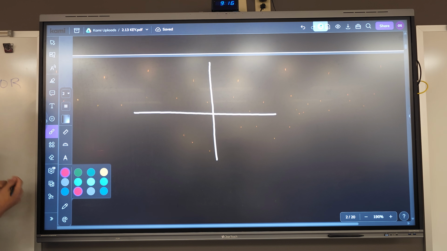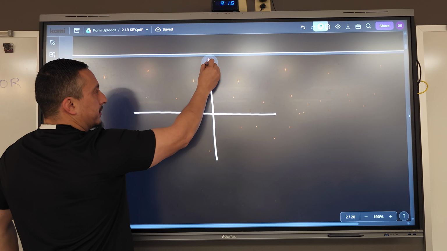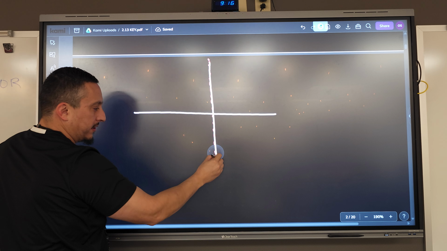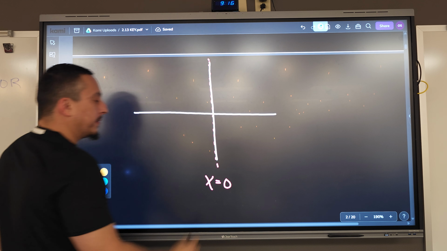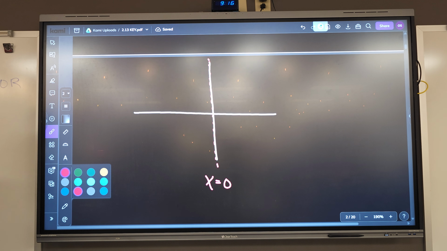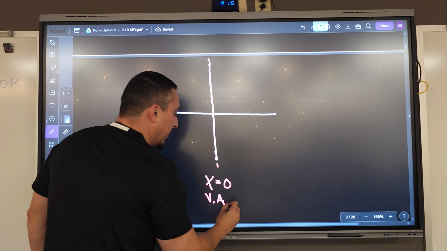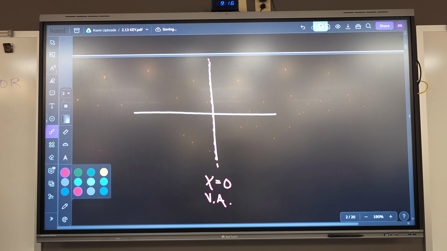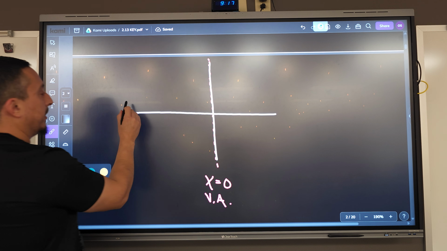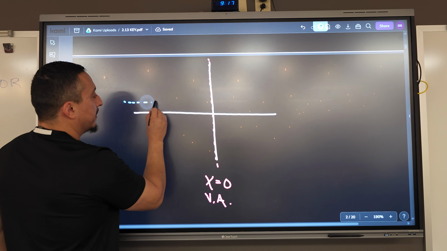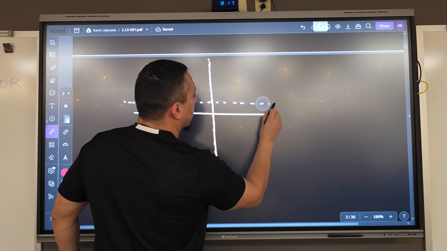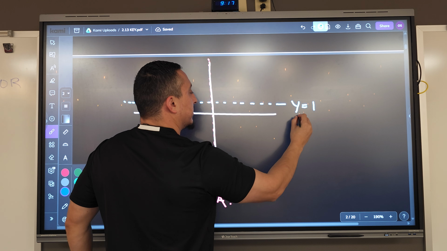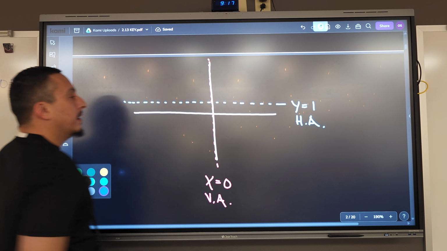What's the VA again? x equals 0. Okay, so that's right here. Let's sketch this out so I can show you how to do it. So x equals 0. This is my VA, vertical asymptote. Do we have a HA on this one? No HA? I thought it was y. y is 1, right? Yeah. So right here at 1, y equals 1. That's your HA.